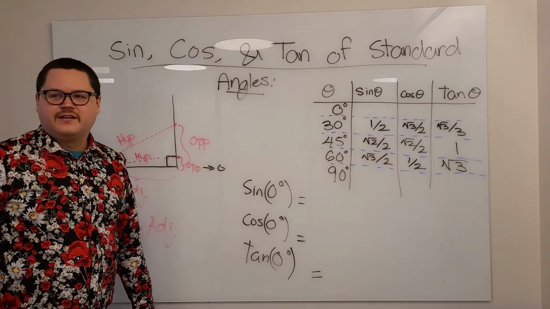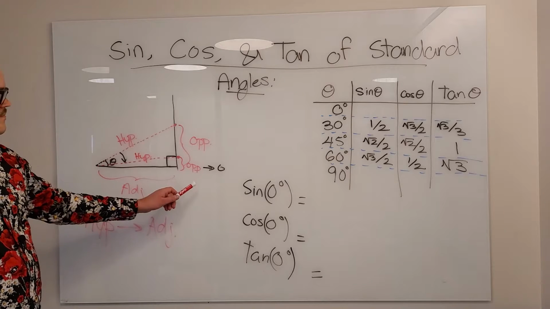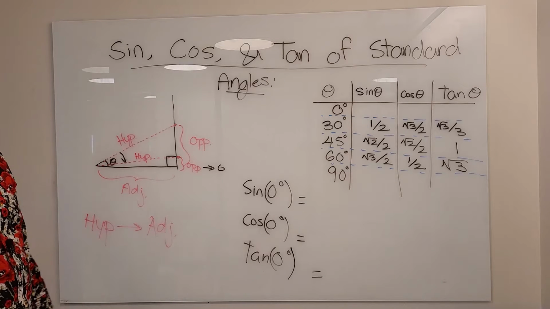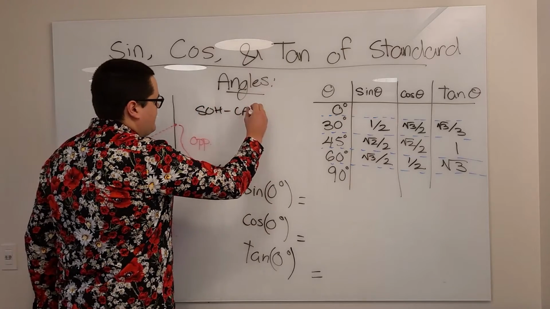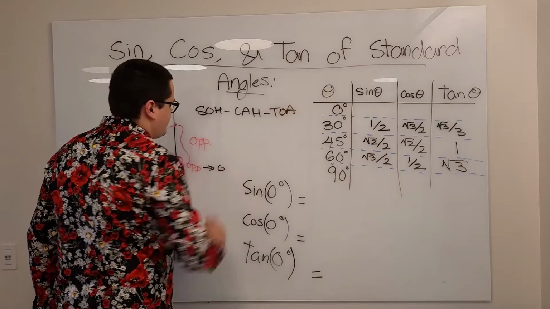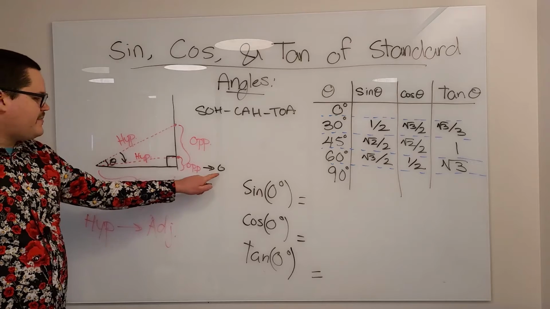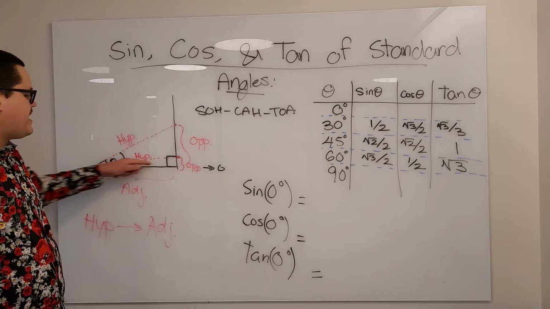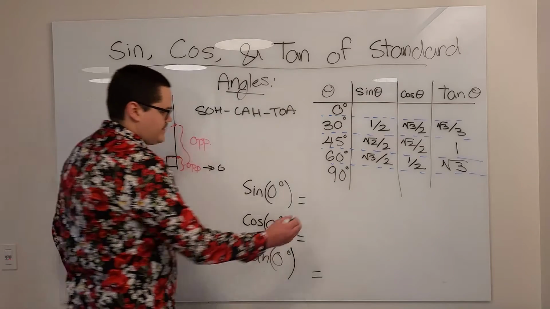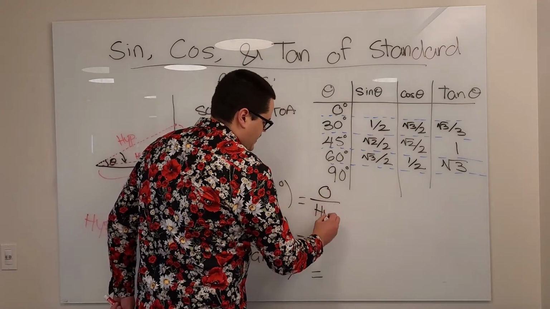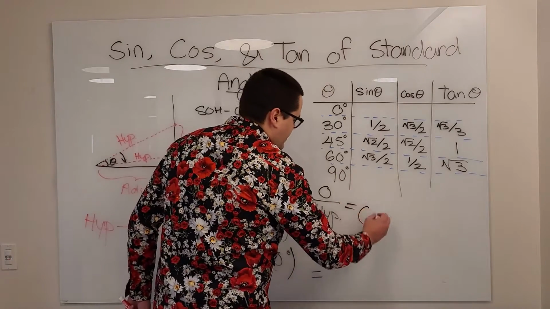Well, let's see if this can help us. So sine of 0, I forgot to write SOHCAHTOA, our magical incantation. Sine of 0 is the opposite over the hypotenuse. But the opposite became 0 in the limit as the angle approaches 0. Okay? So it's 0 over the hypotenuse. Well, 0 over anything is 0. So that's 0.